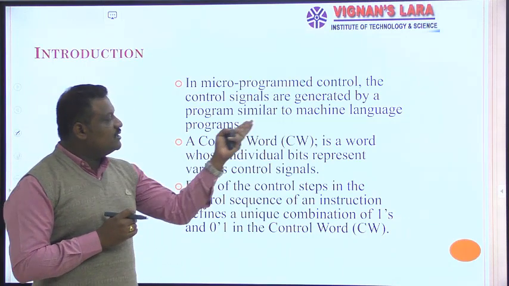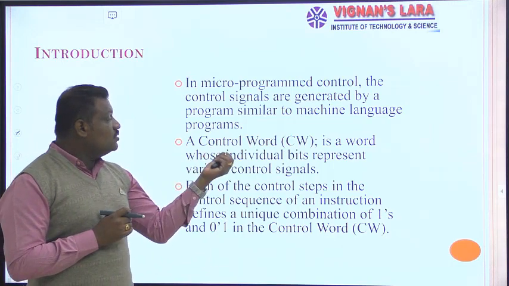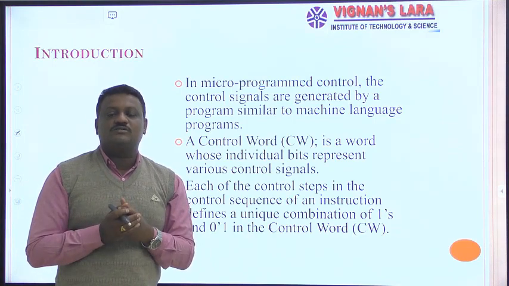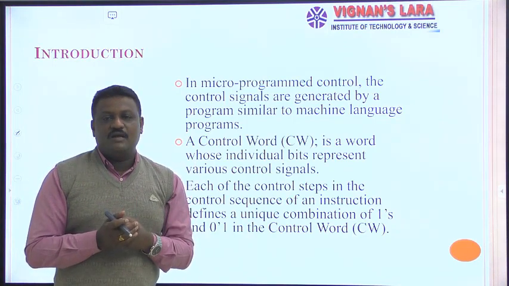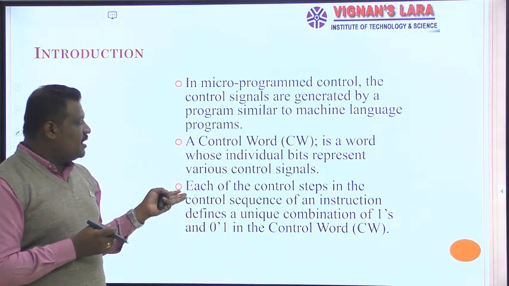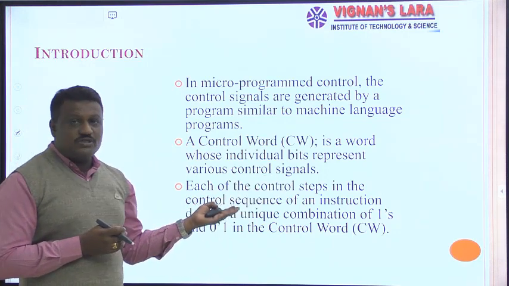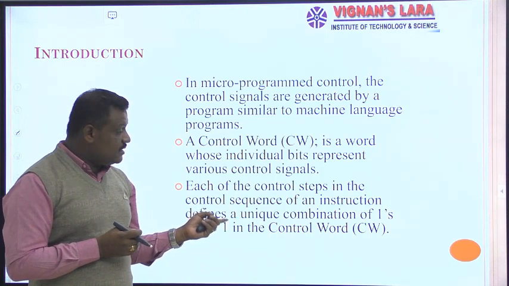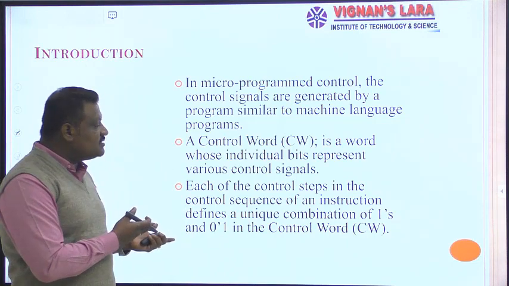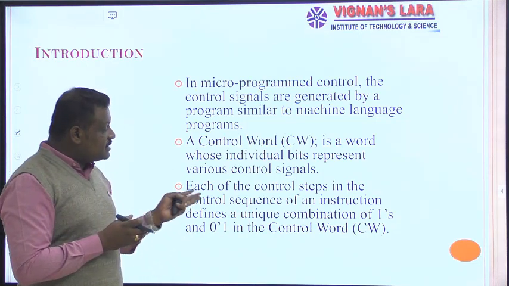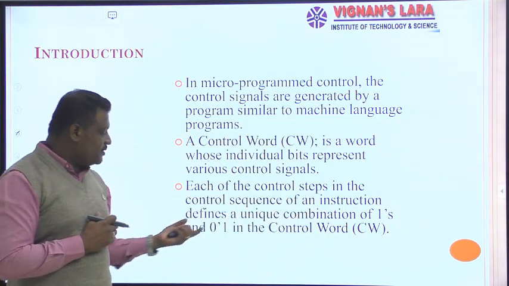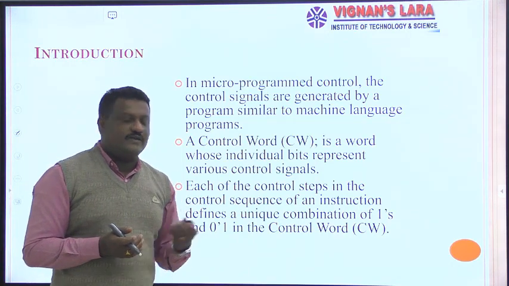The second point: the control word, CW, is a word whose individual bits represent various control signals. Here the control word is nothing but a group of bits, and each and every bit represents a particular control signal. Each of the control steps in the control sequence of an instruction defines a unique combination of ones and zeros in the control word. Right.